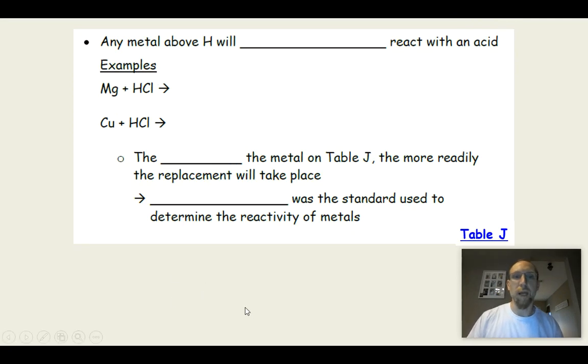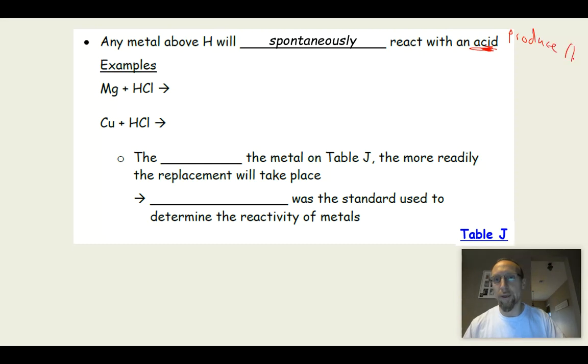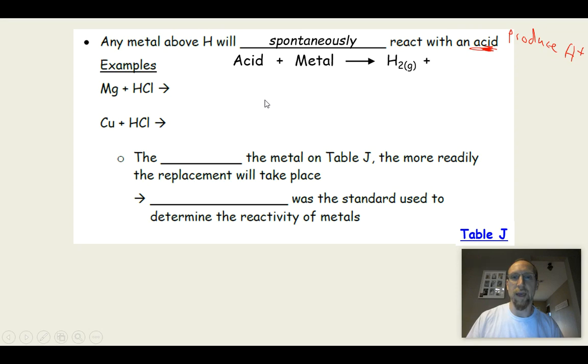Any metal above hydrogen will spontaneously react with an acid. So remember what acids are. Acids produce H plus ions, right? So acids have hydrogen in them. So think back to our acid metal reactions. We've talked about this earlier on in the year, back in the acid base unit. When an acid and a metal react, you get hydrogen gas and salt.